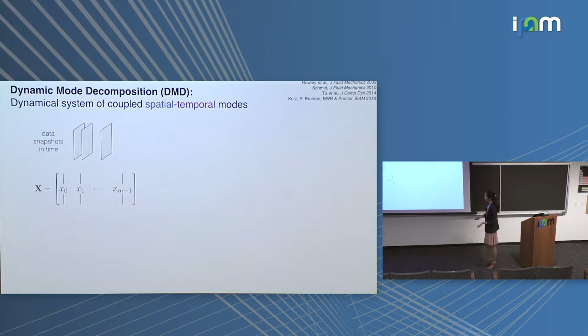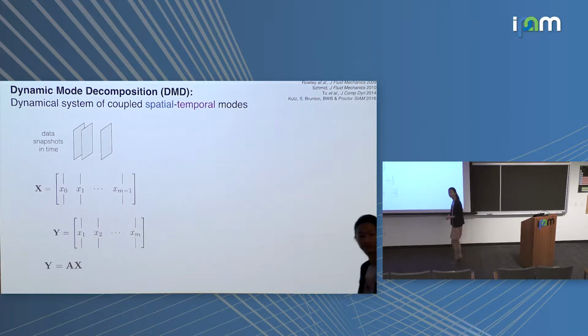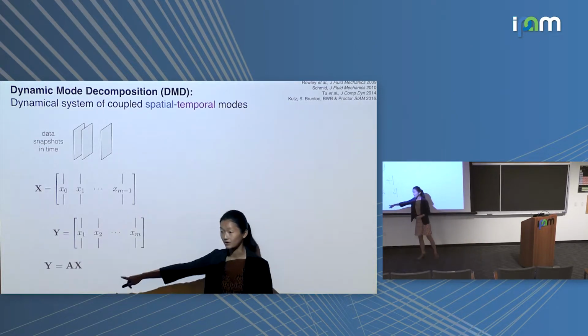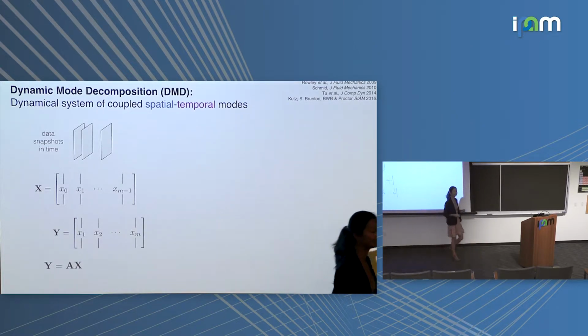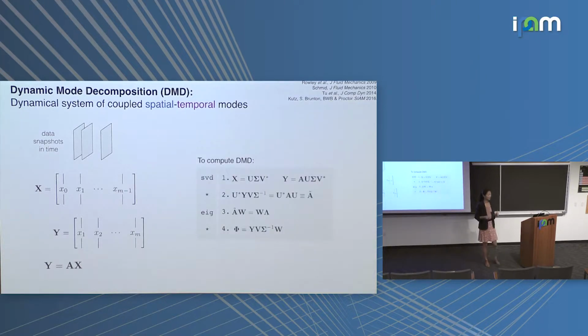And what happens is that you have these data snapshots in time. I'm going to stack them up. I'm going to make two matrices, one starting at snapshot 0, and the second one starting at snapshot 1. And I'm going to write down a linear model of the dynamics where there's an A matrix that tells you how to get from one step to the next. And to do so, there's an SVD step and some linear algebra.